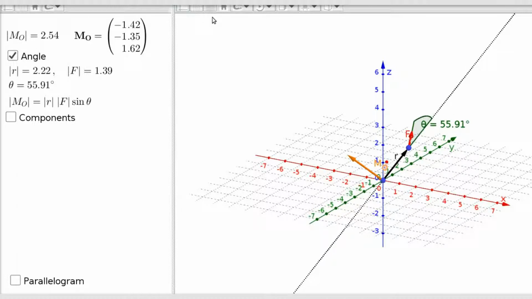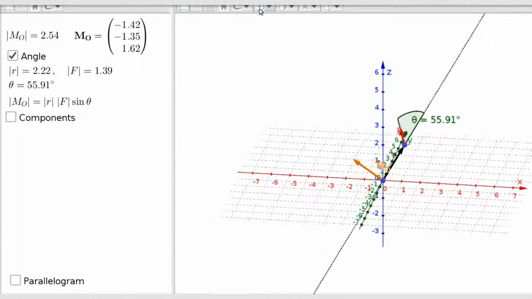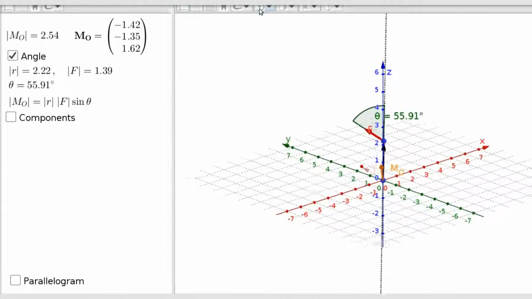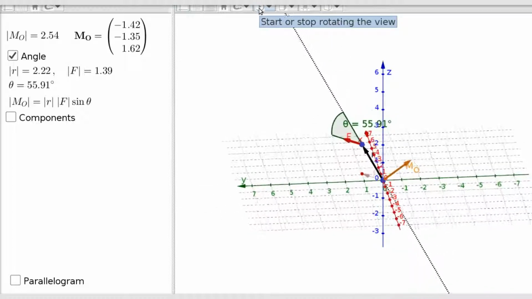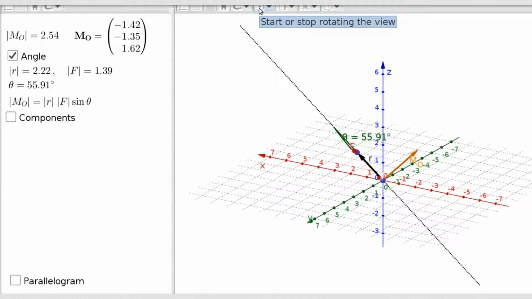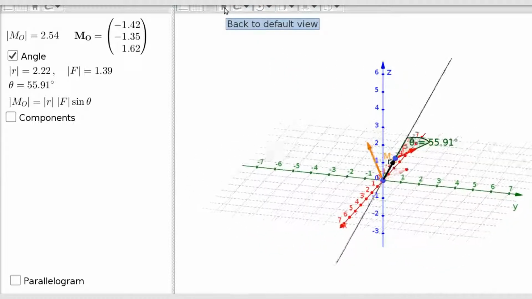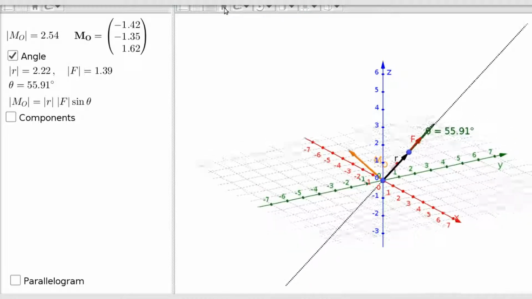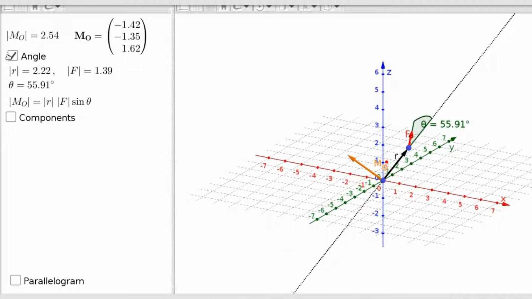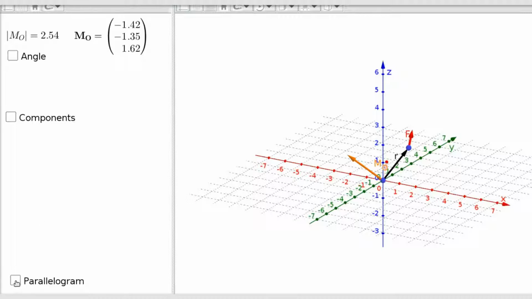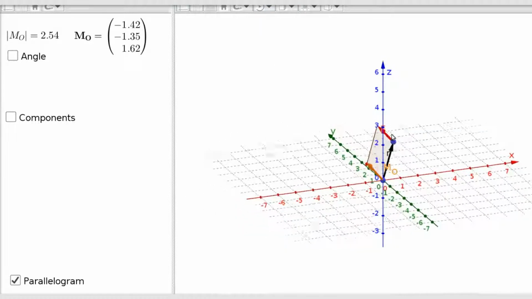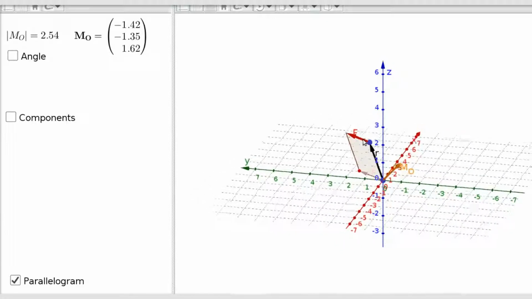We can also look at the angle between the vectors, just as we did in 2D, but now we can see the angle is oriented in 3D depending upon where the vectors are located. And just as in 2D, we have a parallelogram, and that's created with the vectors as edges, R and F.